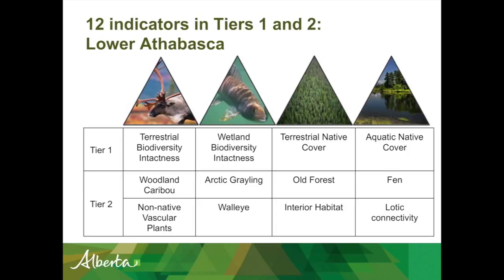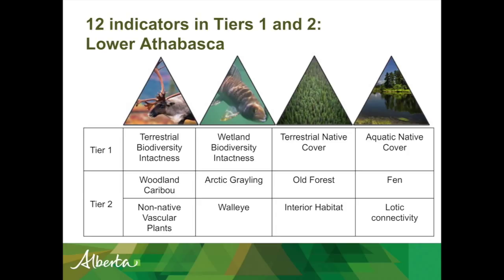We have terrestrial biodiversity intactness, wetland biodiversity intactness. These are really broad indices which tell us how species are doing, and I'll go into more detail about that later. We have terrestrial native cover, aquatic native cover, and then in Tier 2 we have indicators that are developed specifically for the Lower Athabasca.